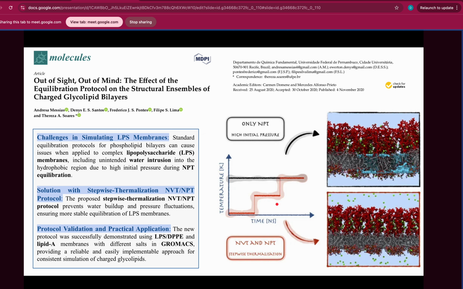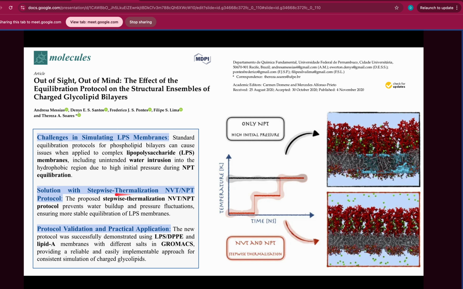They are studying membrane dynamics. Standard equilibration protocols for phospholipid bilayers can cause issues when applied to complex LPS membranes, including unintended water intrusions. So if we only perform NPT, these water intrusions are present, which can give different results in MD simulations. So we should remove these water intrusions.